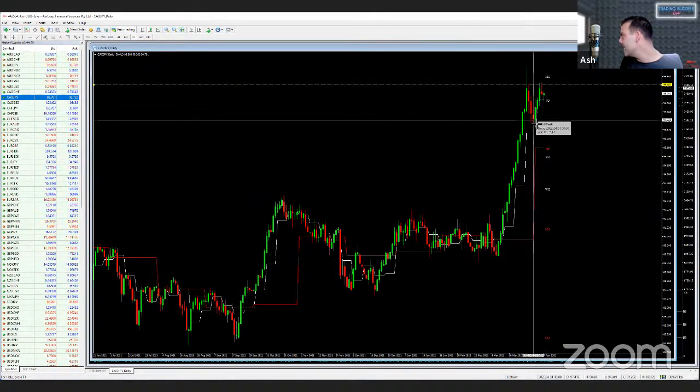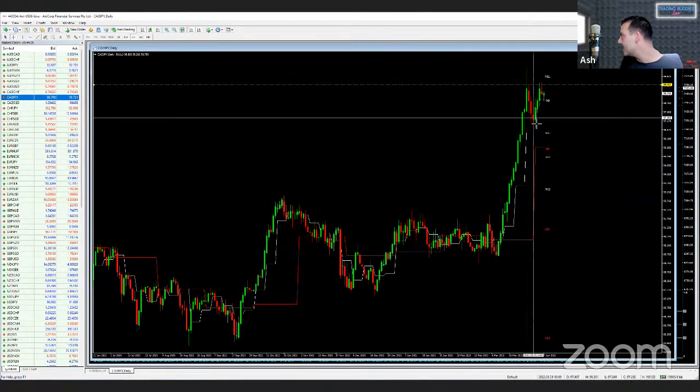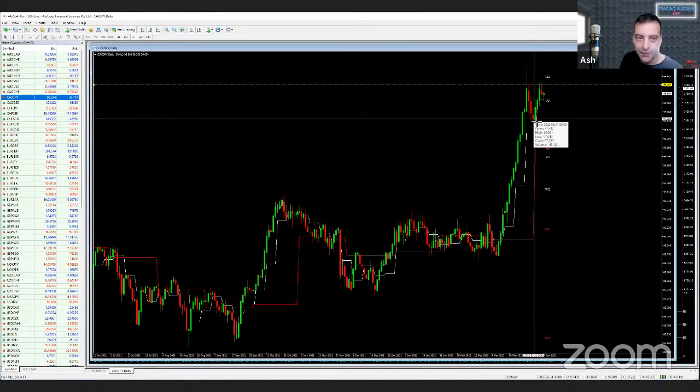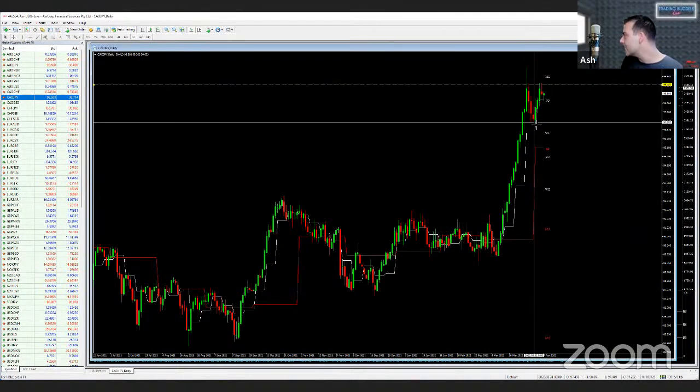Now, see even down here, the CAD yen for me is no good, because I don't have. Now, what we'll do is we'll have a look at the CAD yen on a different time frame to see if it gives us a clearer indication. But on the daily, it's no good.